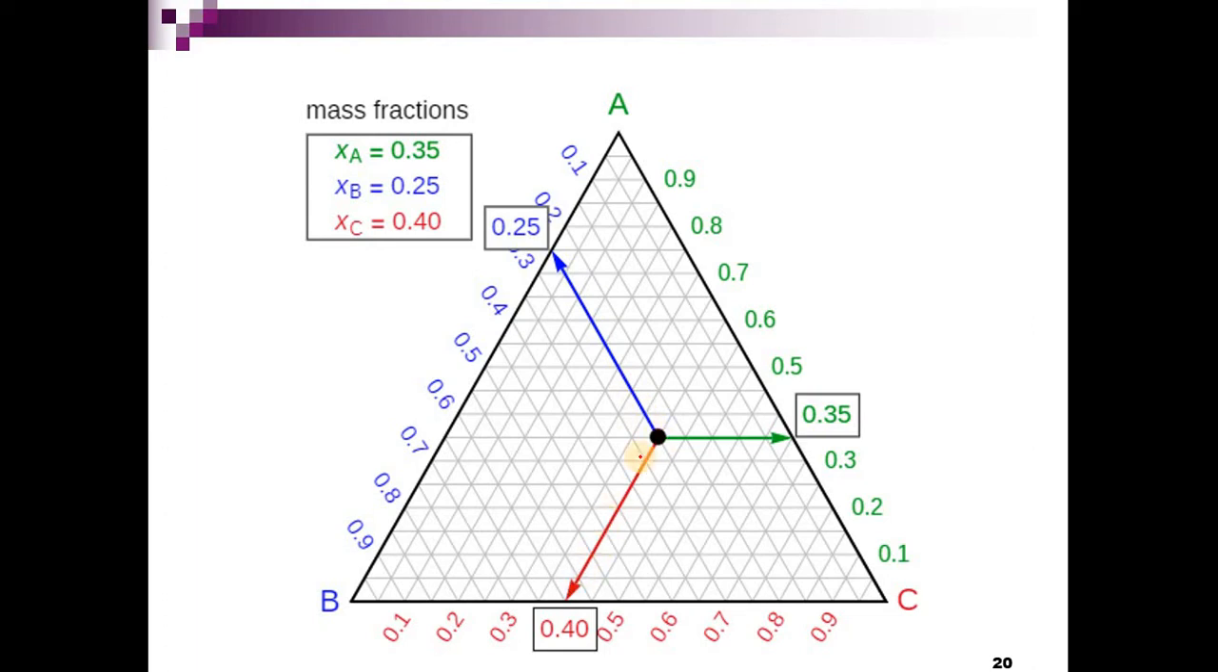So this is another way to locate the mass fractions of the 3 components inside the triangular diagram. Let's say I have XA. XA is 0.35, so you put 0.35. And for XB, 0.25, you go to the B axis and find 0.25. And C is 0.4, and so this is the coordinate.